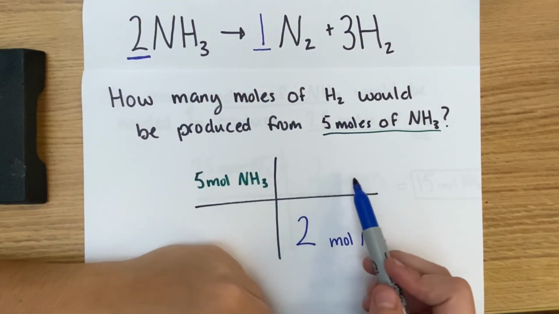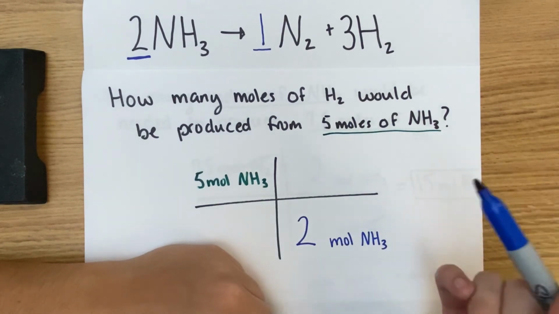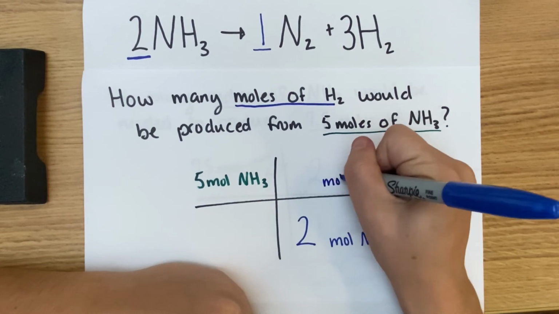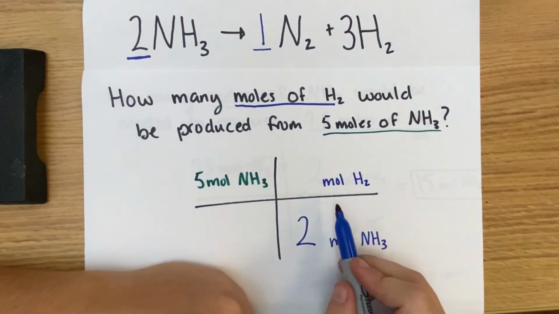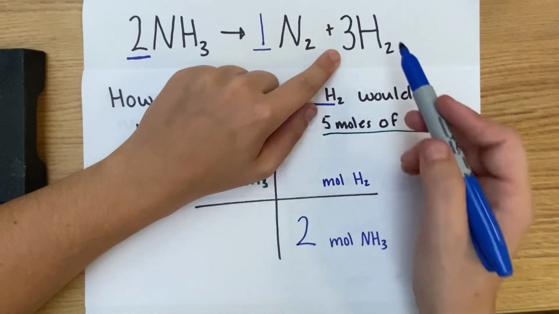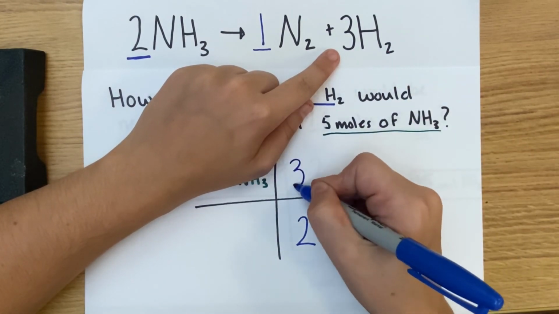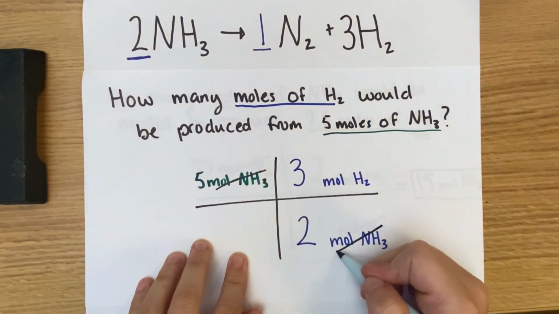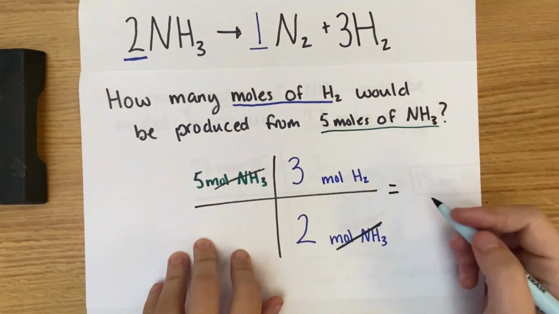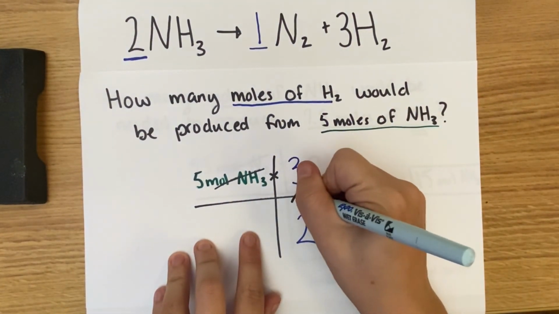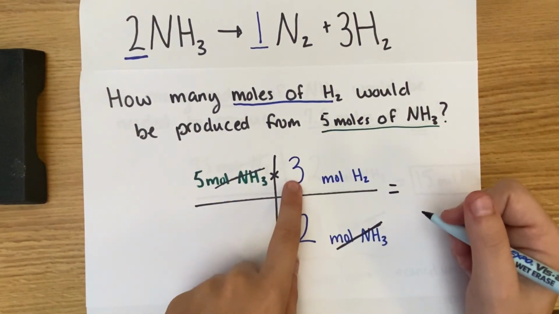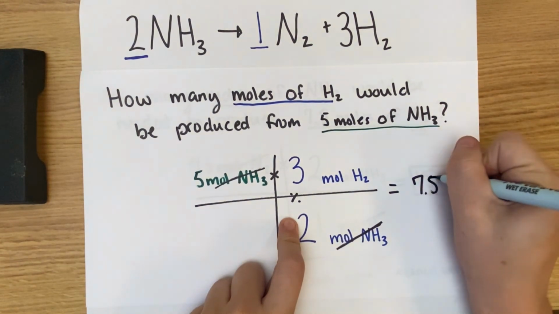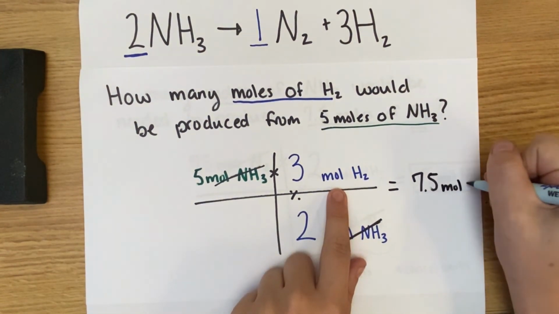Figure out what substance is going to go in top. It's whatever we're trying to find. The question asks how many moles of H2. And find the coefficient from the chemical formula for H2. In this case, it's 3. Always show that those units cancel. And we're going to multiply across the top, divide by the bottom. 5 times 3, 15, divided by 2 gives me 7.5 moles of H2.